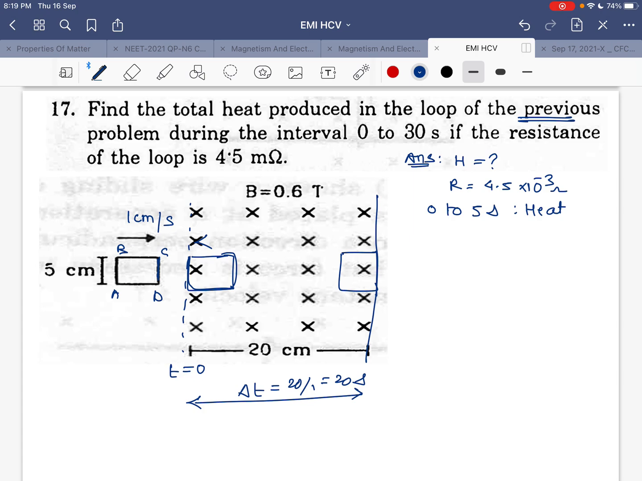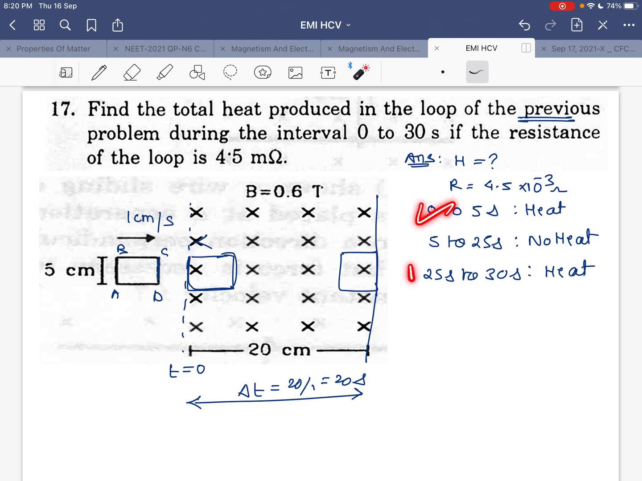So for 0 to 5 seconds, and then further, if this is 20 seconds, it will be from 5 seconds to 25 seconds instant, no heat is being produced here. And for the further 5 seconds, that is from 25 seconds to 30 seconds, heat is produced. So finally heat is produced for a total time of 10 seconds, the initial 5 seconds and then the final 5 seconds.